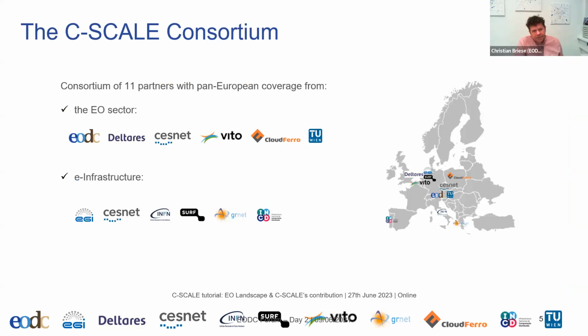In general, the project partners are divided into two groups. One group of partners comes from the EO sector: EODC, Deltares, CESNET, VITO, Cloudferro, and the Technical University in Vienna. And then there are organizations coming from the e-infrastructure within EOSC: EGI, CESNET again, INFN, SURF, GRNet, and INCD. We wanted to embed the EO services and activities within the community of the European Open Science Cloud. This linkage was thought of from the very beginning, especially to allow use of all the infrastructures available in EOSC on a European domain, so really thinking beyond the EO sector.